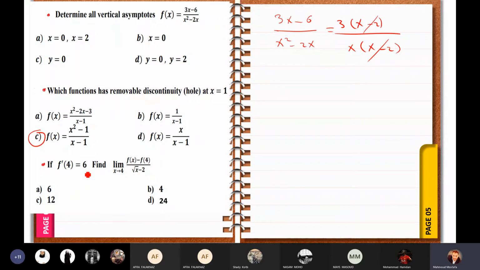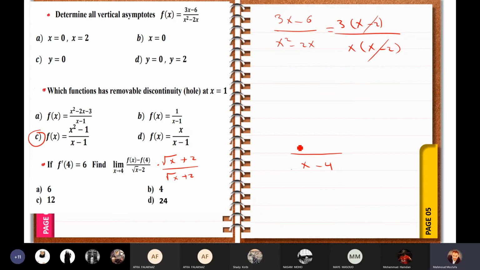If f prime of 4 equals 6, find the limit of f of x minus f of 4 over square root of x minus 2. Here we have f of x and f of 4, but we don't have x minus 4, so we have to find it. How? If you multiply by square root of x plus 2, up and down, the denominator will be square root of x minus 2 multiplied by square root of x plus 2, which is x minus 4. First square minus second square.